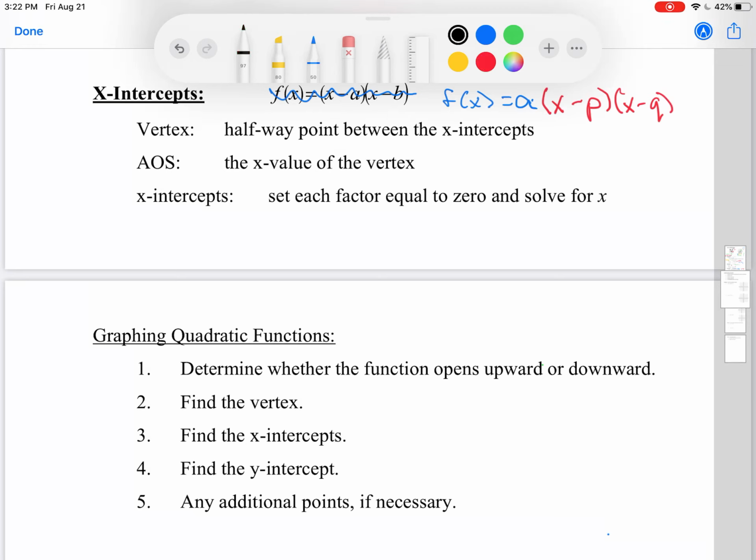And as we go through these notes, I might call this the x-intercept function, because it is indeed going to tell you what your x-intercepts are. Or I may also call this our factored function.